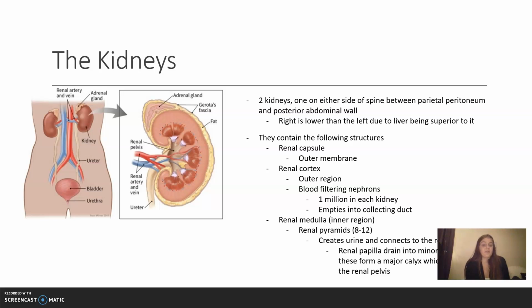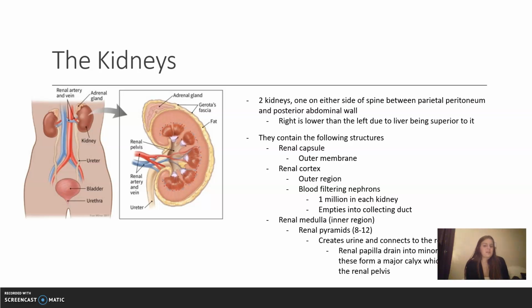So kidneys have a renal capsule, which is a thick fibrous outer membrane, which is responsible for protecting the kidney from any trauma. They also contain a renal cortex, which is the outer region of the kidney. This is where erythropoietin is made, which is responsible for red blood cell production, and this is also where a majority of the nephrons are found in the kidney.